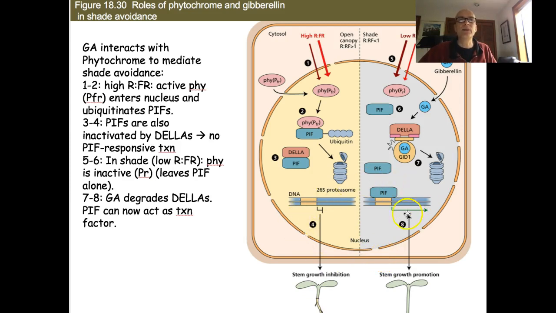So here's an example of how you can get phytochrome and gibberellic acid acting together on different parts of signal transduction pathways that together are required for the elicitation of this particular response.